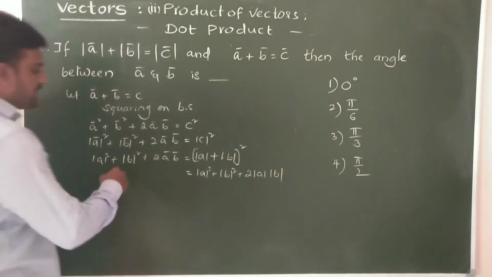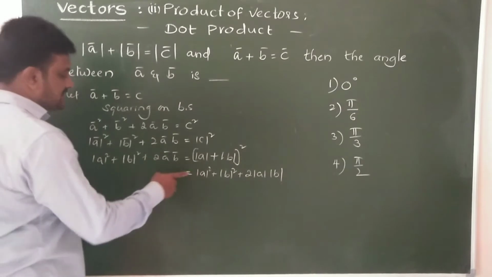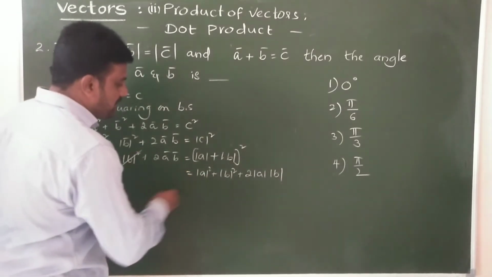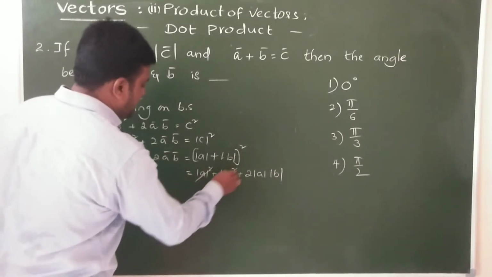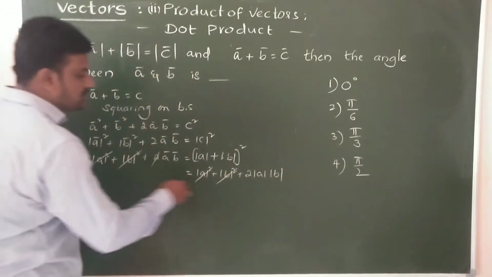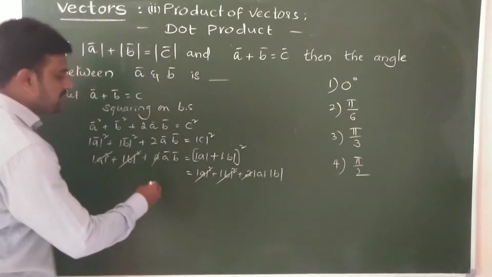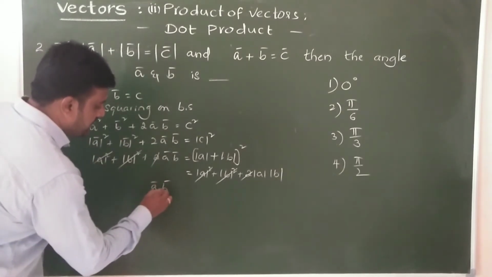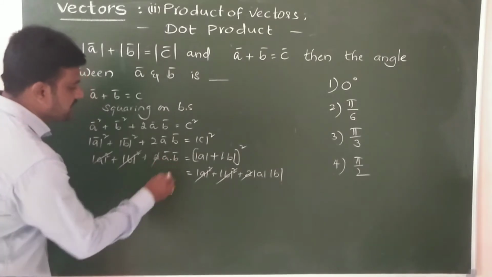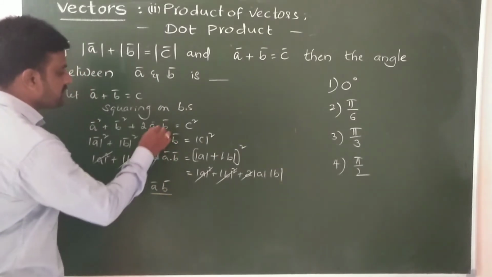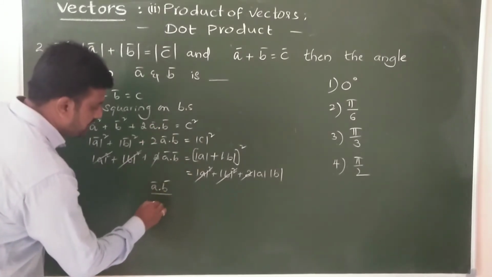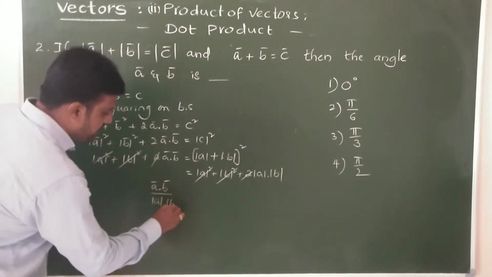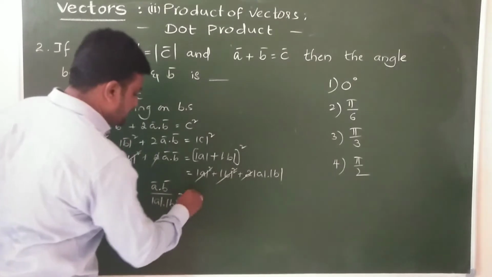Now comparing both sides, LHS and RHS, mod A square and mod B square are cancelled, and also 2 gets cancelled. Now what remains is A dot B equals mod A mod B. So A dot B by mod A mod B equals 1, yes or no?